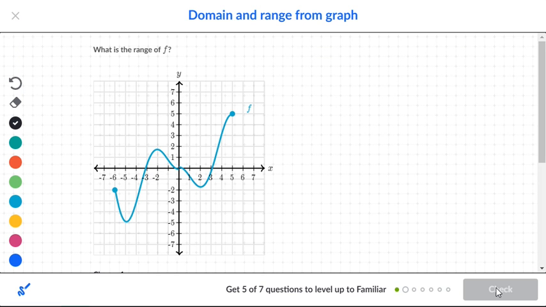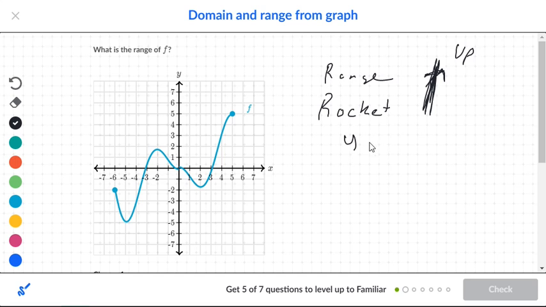Okay, now we want to find our range. Now with range, I want you to think of a rocket. Rockets go up, and sometimes they do come down, but rockets go upward, and that would be like your y-axis. So rockets go up and down. We want the up and down kind of motion here. So think of range as a rocket.